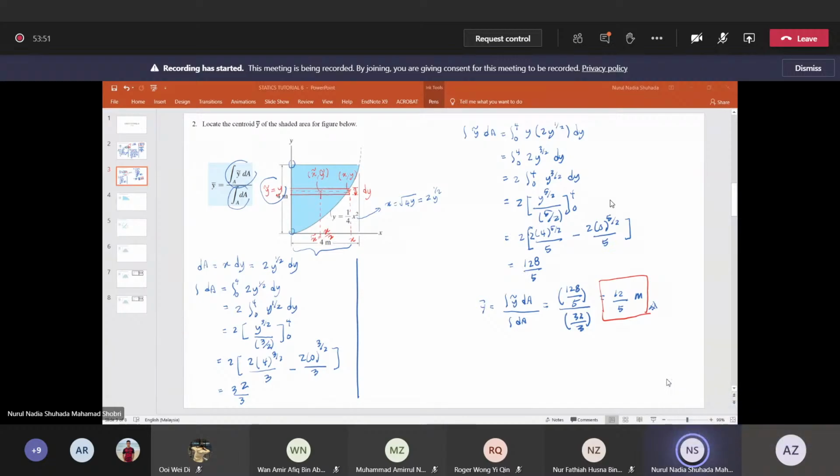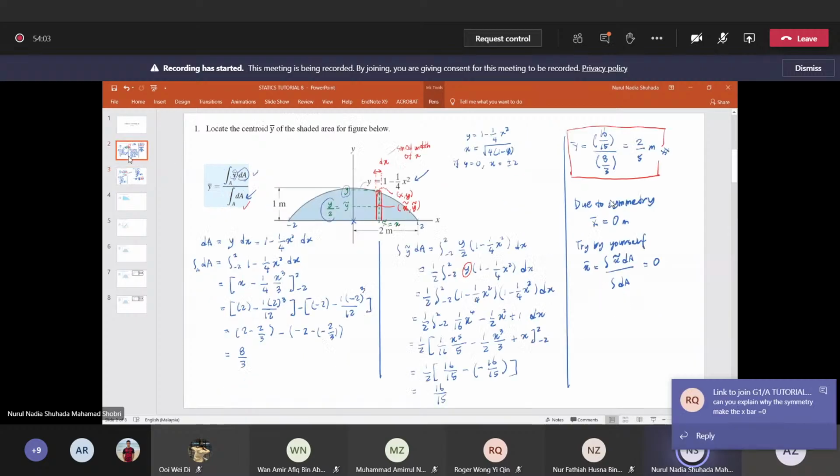So you guys have questions for question number 1? Roger, you mean question number 1? Roger, is this question number 1? Okay. Can you explain why the symmetry makes x bar equal to 0?